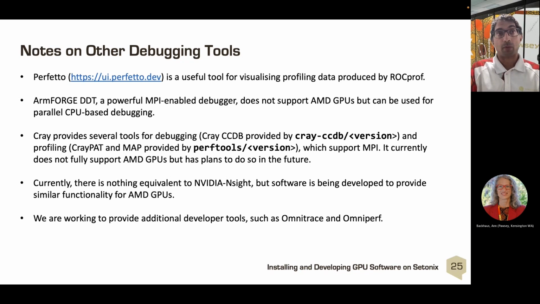Just to mention, for people who have done debugging and profiling on Topaz with NVIDIA GPUs, there's really nothing equivalent to NVIDIA Nsight. This is quite a useful profiling tool. It's very useful to look at how code behaves. But software is being developed to provide similar functionality for AMD GPUs. And the last point: we are providing additional developer tools such as Omnitrace and Omniperf. These are tools that we are working to make sure that they behave well and are fit for production codes. Those two tools are essentially meant to provide NVIDIA Nsight-like exploration of GPU codes.